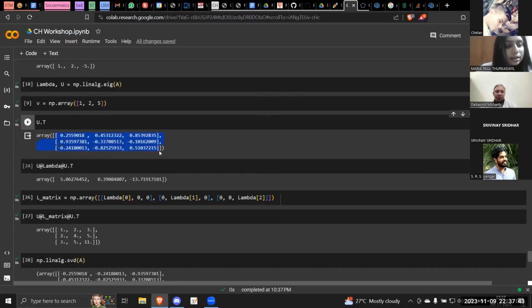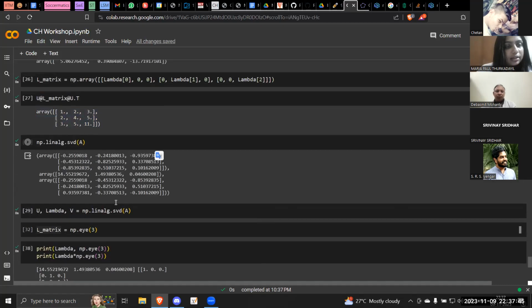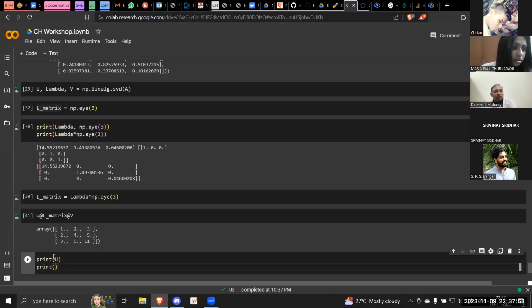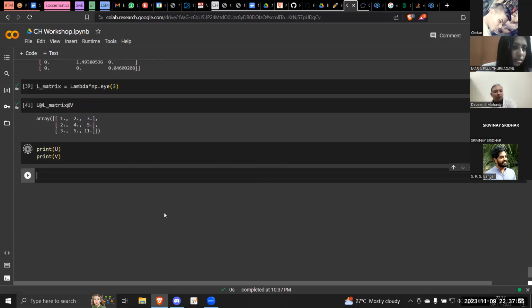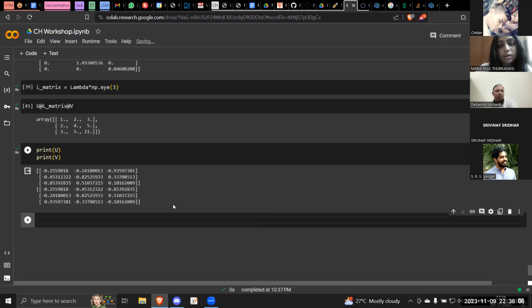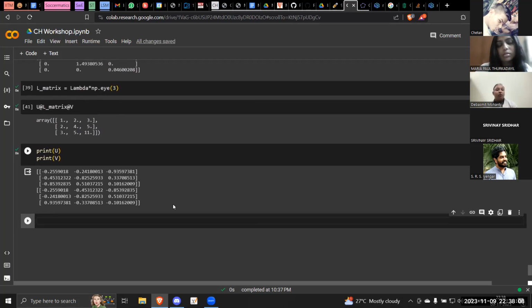Yeah, can you just print U and V and just check? The signs are changing, but it's the same as we got. If you do U transpose and minus V, they will be similar.